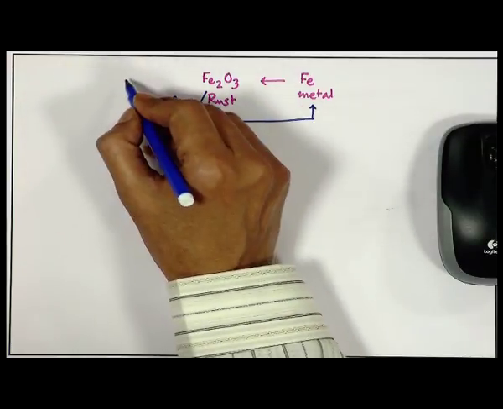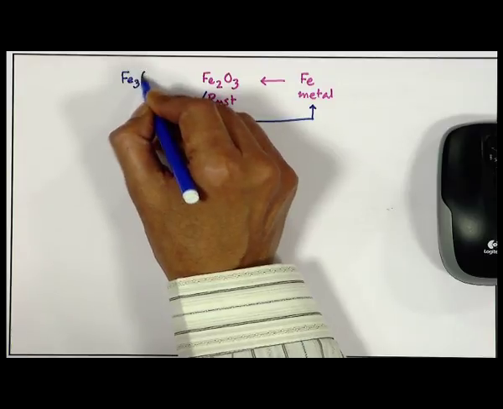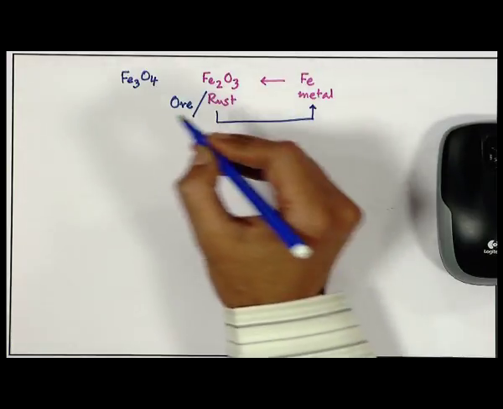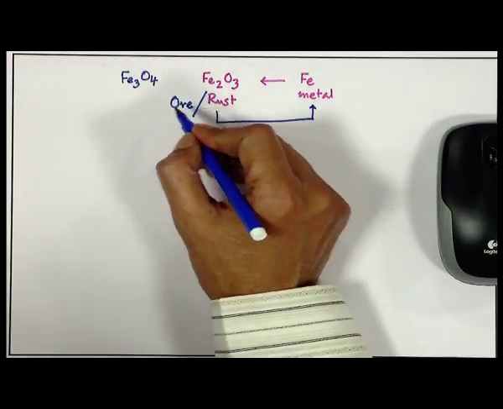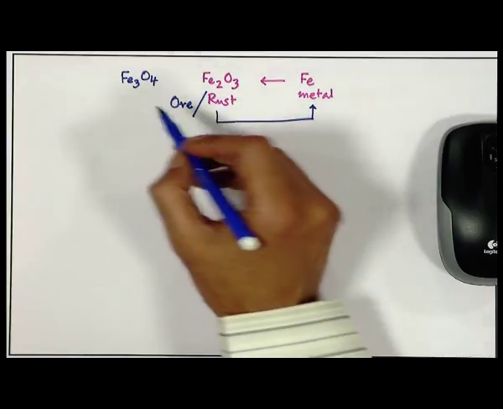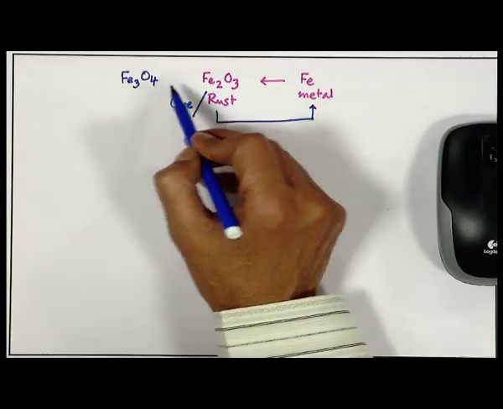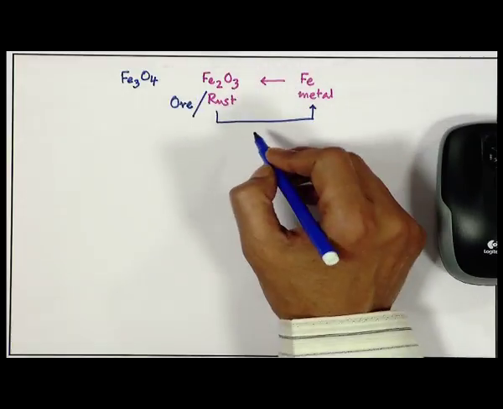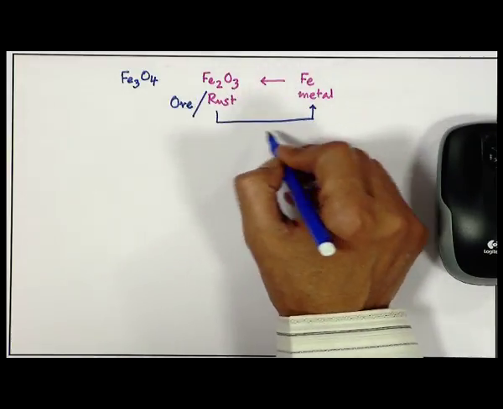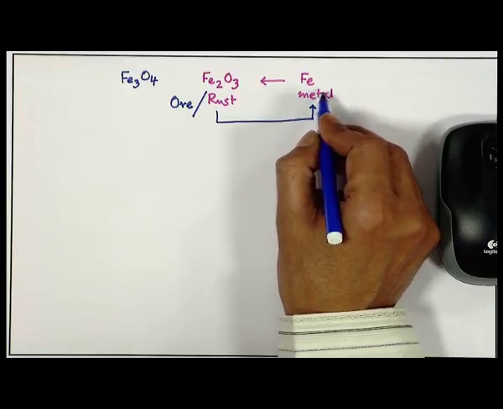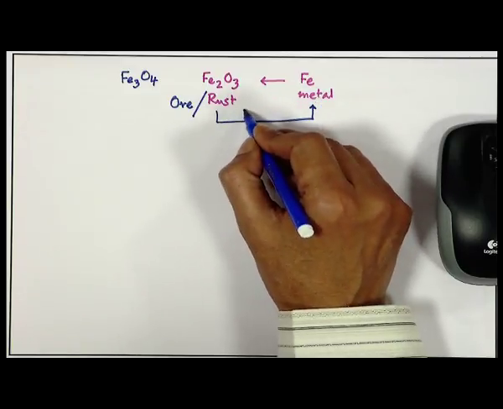So, one ore is Fe2O3, another one can be Fe3O4, that means hematite and magnetite. These oxides are there, or the hydrated hydroxides are there, and sometimes carbonates are also attached. How do you go about this? That means the reduction reaction. So, this is the reduction.